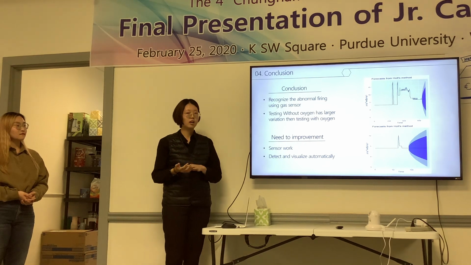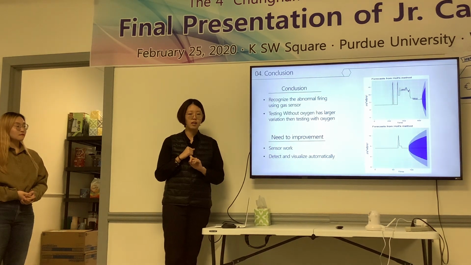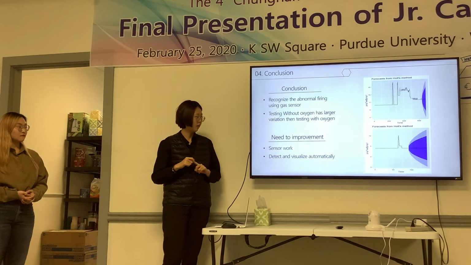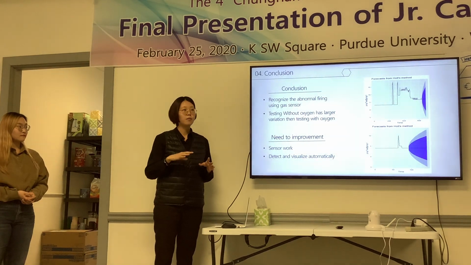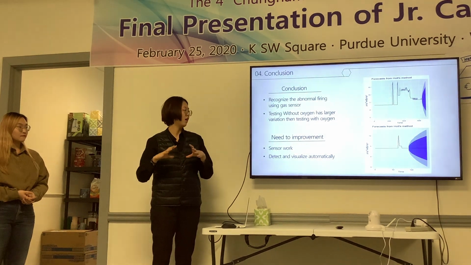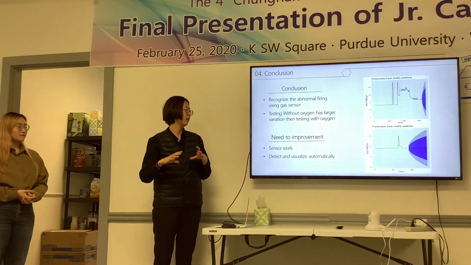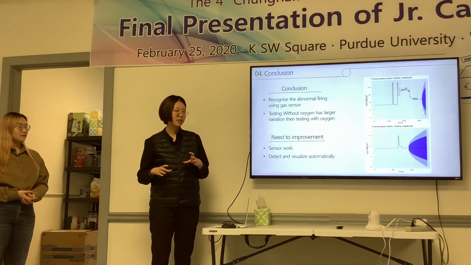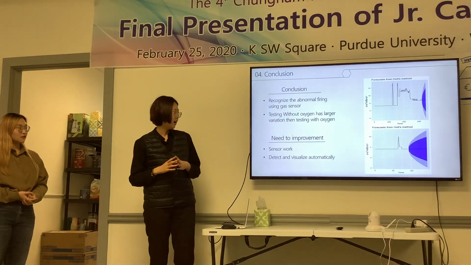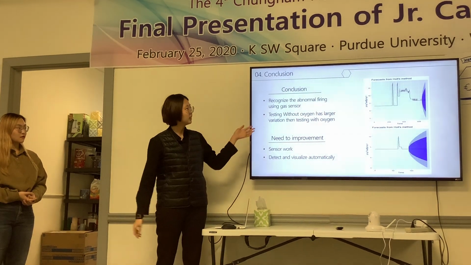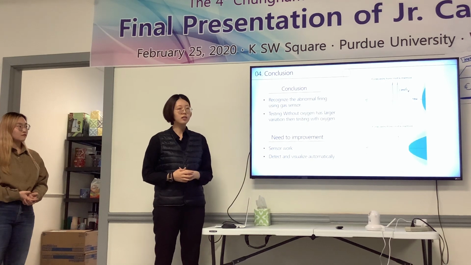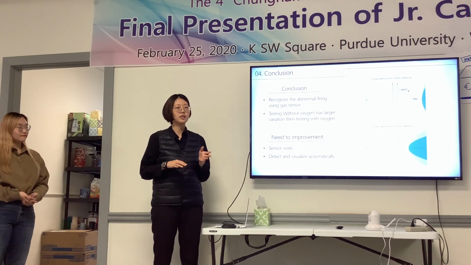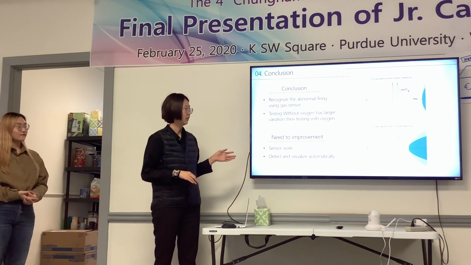First, our sensor was a little bit slow, so a faster sensor is needed for a more accurate experiment. And if we can see a clear difference like this, we can also make the computer detect the difference automatically.